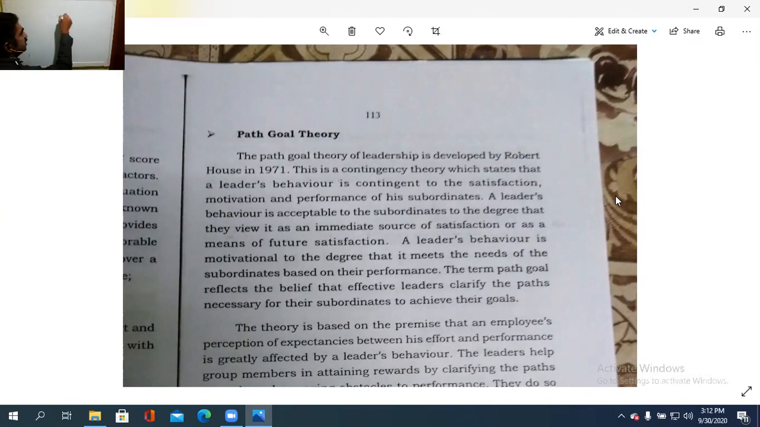Therefore, satisfaction, motivation, and performance of subordinates is very important for the good behavior of a leader. As per this theory, a leader's behavior is contingent on the satisfaction, motivation, and performance of his subordinates. A leader's behavior is acceptable to the subordinates to the degree that they view it as an immediate source of satisfaction or as a means of future satisfaction.